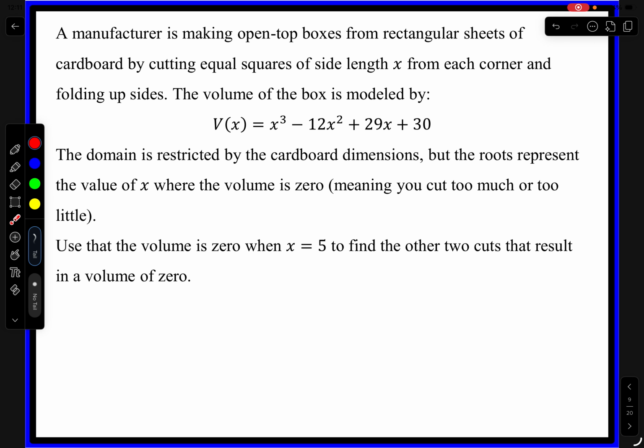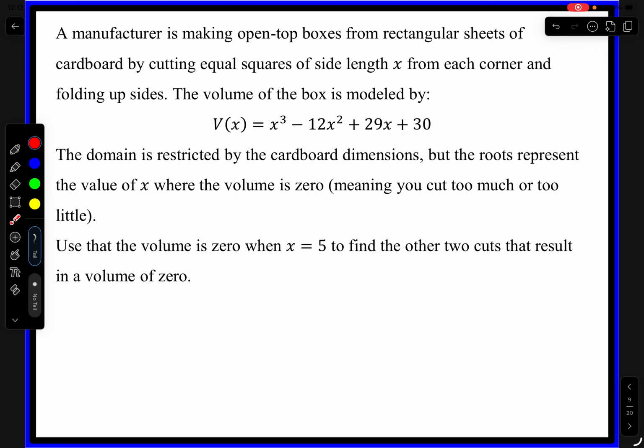We want to use the fact that x equals 5 is one of the places where the volume is equal to 0. So in other words, if I cut a square that measures 5 by 5, what are the other sizes of squares that I can cut that are going to make this box not have any volume?